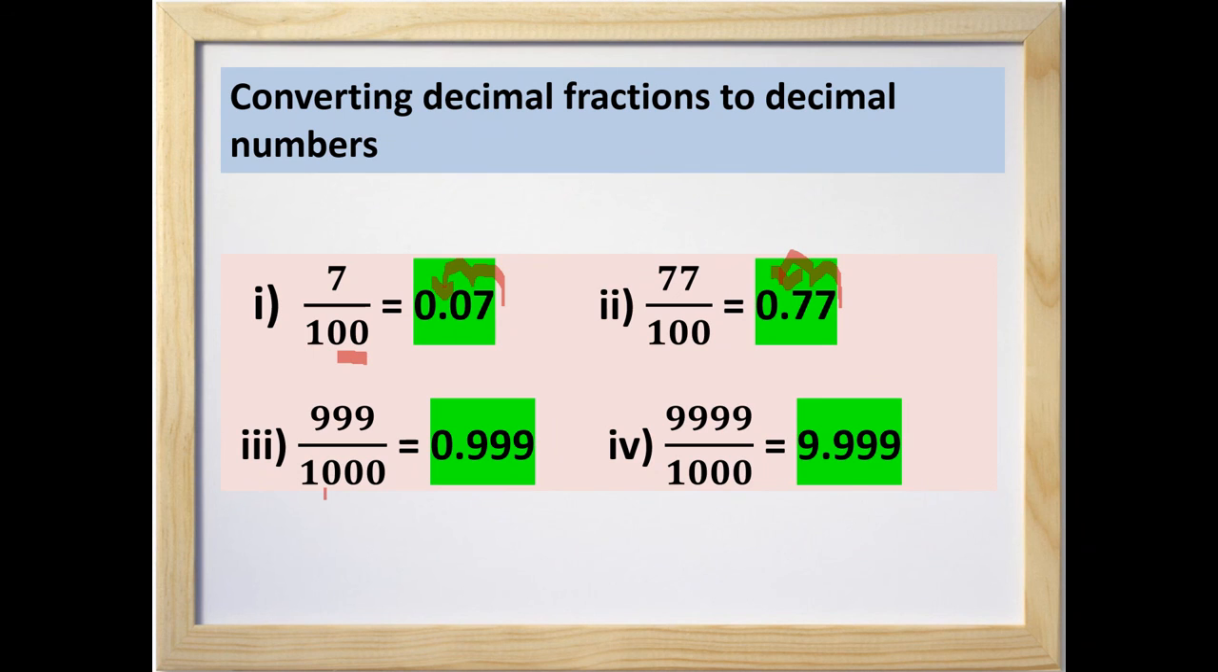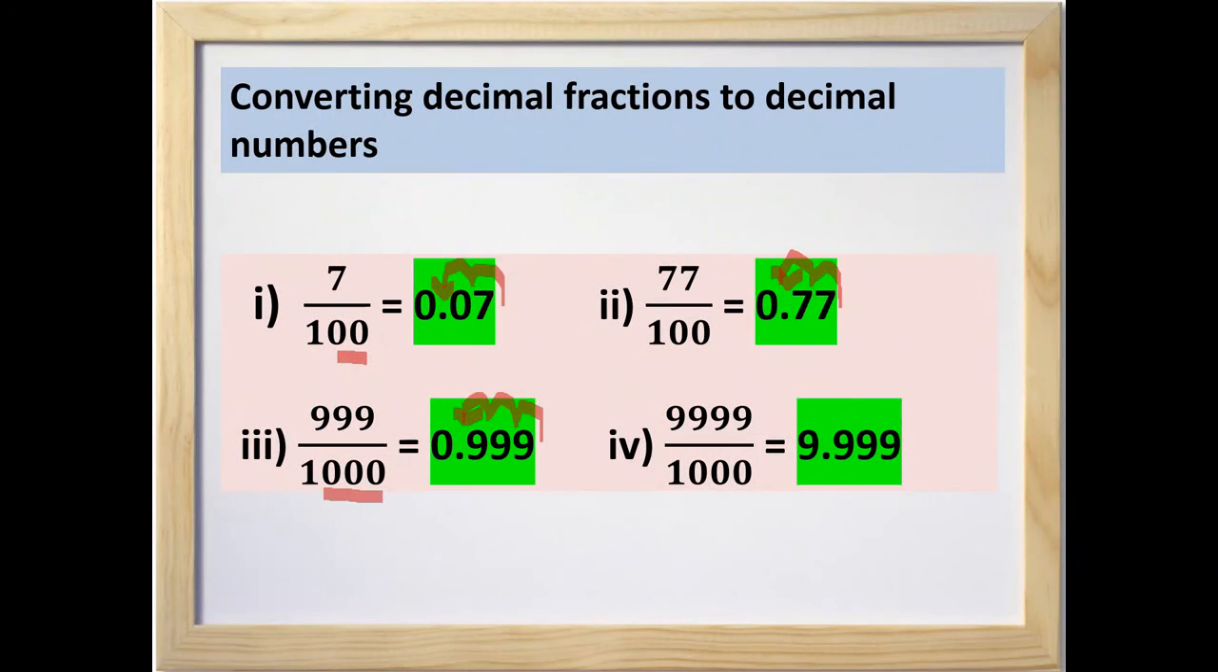And in the third problem, we have the decimal fraction as 999 by 1000. So how many zeros are there? There are 3 zeros in 1000. And what is the numerator here? It is 999. So just write the numerator and shift the decimal point from the right by 3 places. So the decimal number is 0.999.